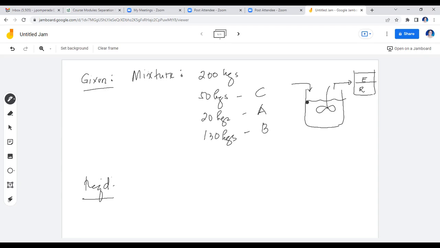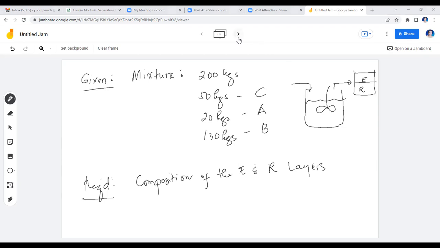So we are required here of the composition of the extract and the raffinate layer. I've just abbreviated it. So we need the composition of the extract and the raffinate layers given this particular information.